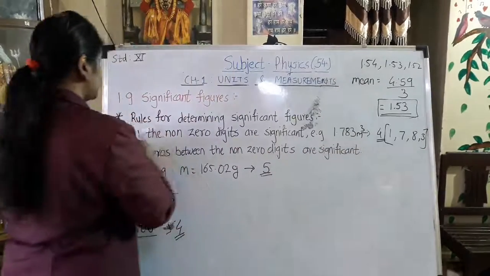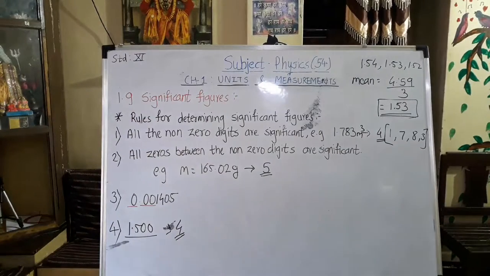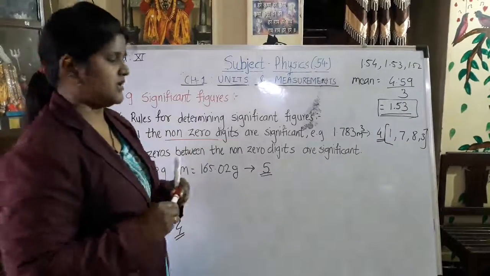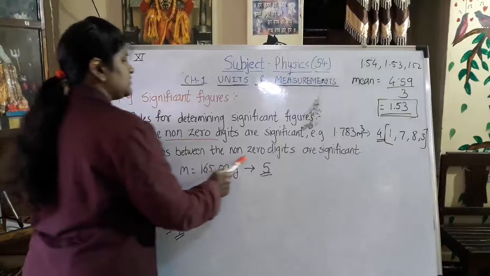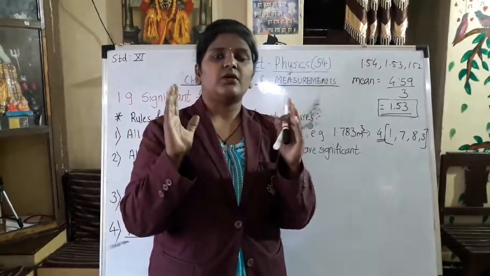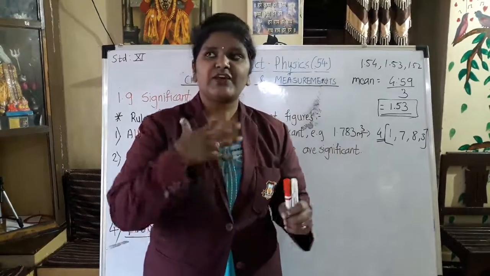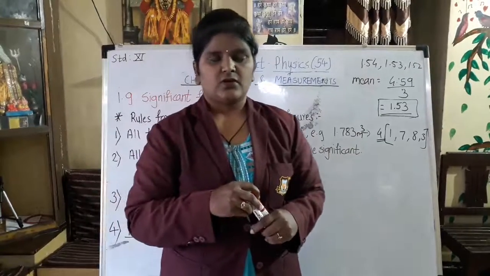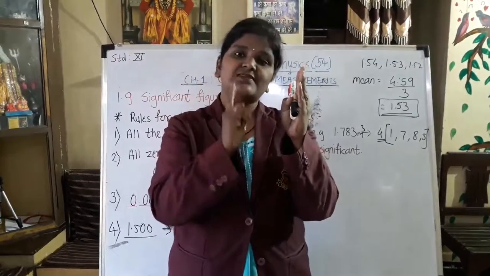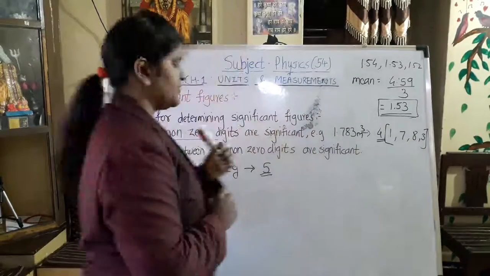Okay. So this is about non-zero digits, right? What if zeros are there? All zeros between non-zero digits are significant. If any zero comes between two non-zero numbers, it is considered significant because it has some certain value. If I say 105, the 0 is between 1 and 5, so that 0 also has significant value. It has some certainty for the measurement.